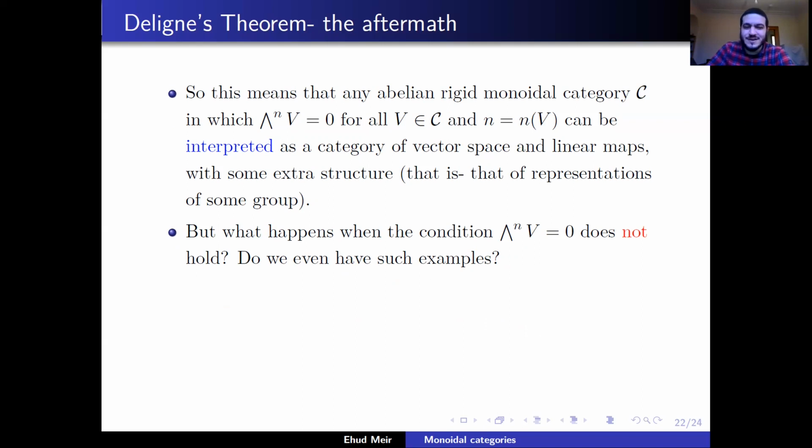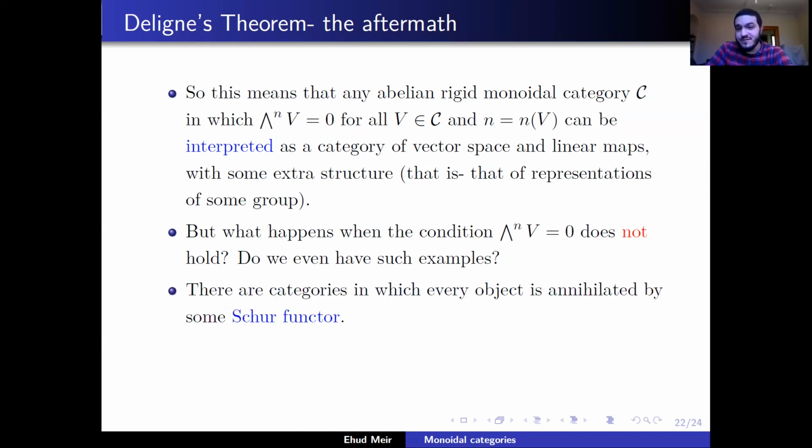What happens when the condition about the exterior power doesn't hold? What do we do now? Do we even have such examples? So the answer is that we actually have a lot of such examples. And first of all, what Deligne studied chronologically was categories in which every object is annihilated by some Schur functor. Okay, so Schur functors you can think of as some generalization of this exterior power.